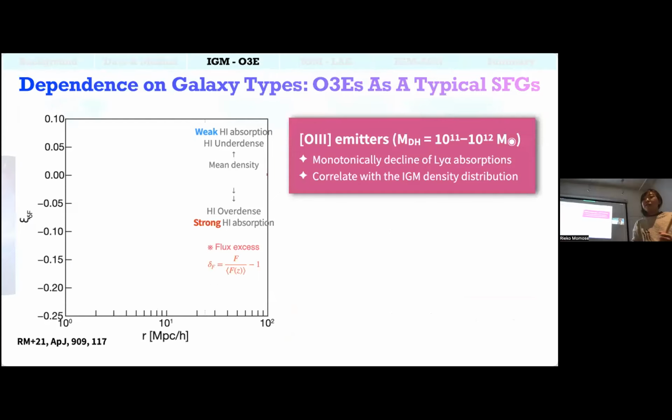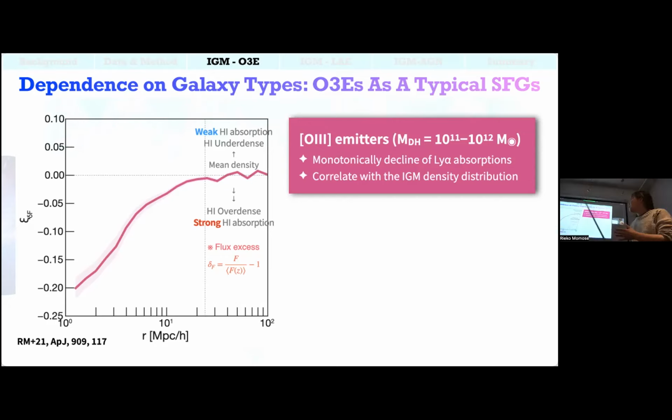The first result is for O III emitters. O III emitters are typical star-forming galaxies at the higher redshift universe, like Lyman-break galaxies, but characterized by bright ionized oxygen emission. And this is the correlation function of O III emitters. Again, the correlation signal appears at a negative value when galaxies are in a neutral hydrogen overdense region with strong absorption.